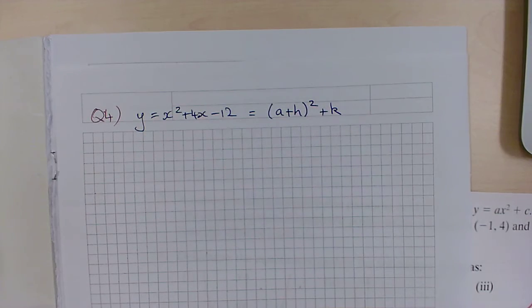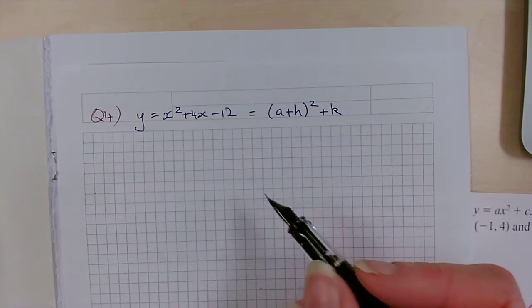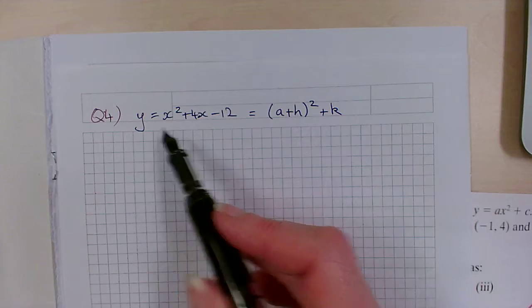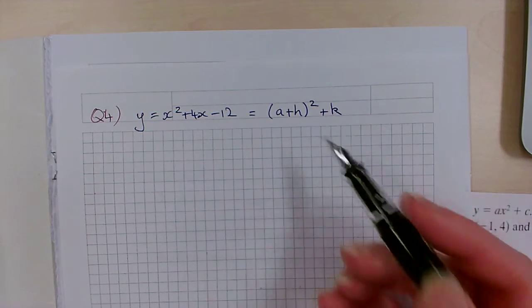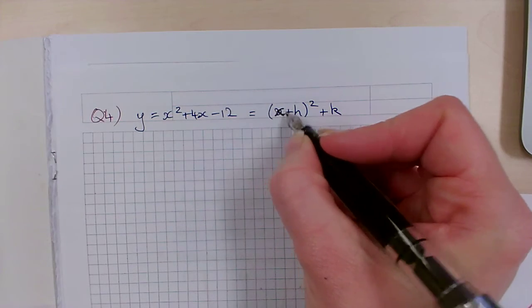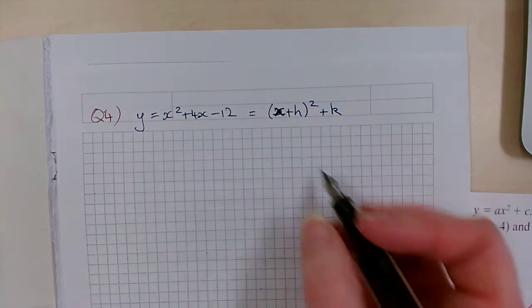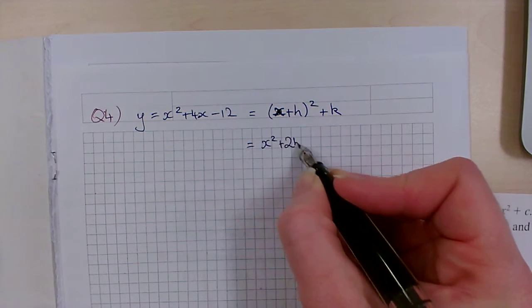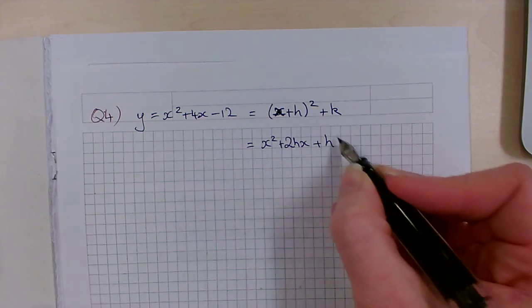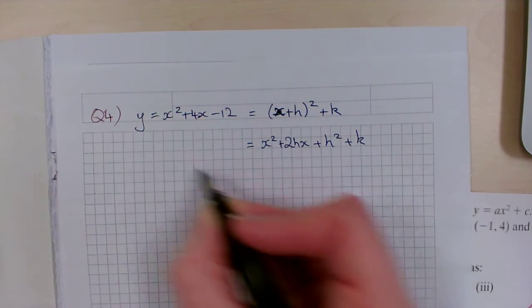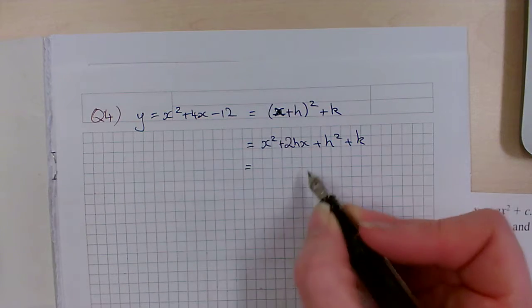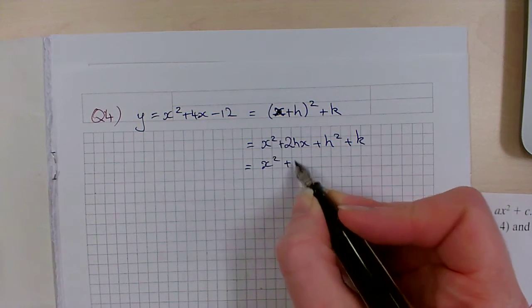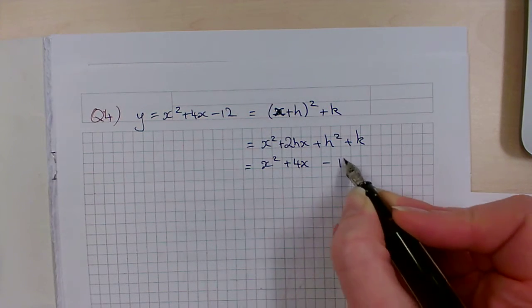And there's different ways of doing this, but the way that I like to do it is to say that these are equal to each other. Sorry, not a, x. Is to square out my brackets. So we know how to do that. X squared plus 2hx plus h squared plus k. And that's the same as what I have here. X squared plus 4x minus 12.